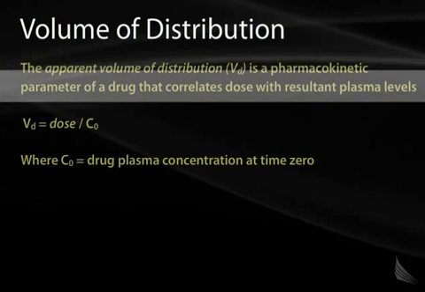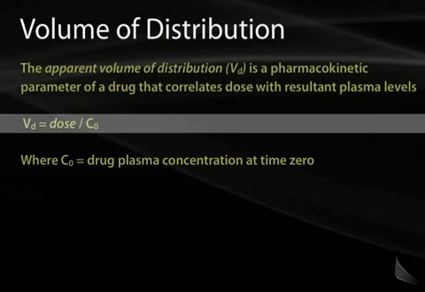The volume of distribution is simply the dose that's given to the patient, let's say it's 100 milligrams, over the concentration at time 0. This should be a steady state concentration, meaning after the drug has had time to distribute.